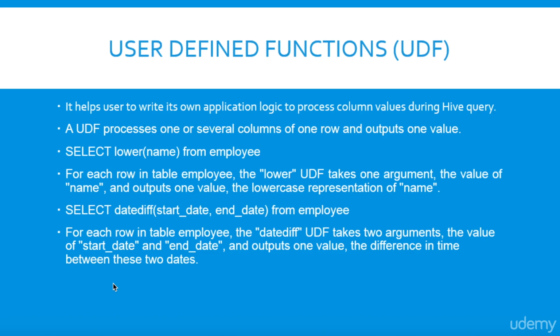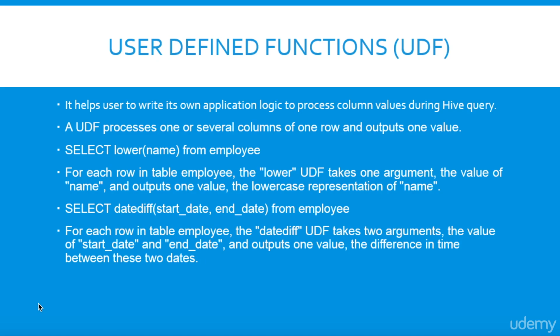For example, if you fire select lower(name) from employee table, for each row in the table employee, the lower UDF takes one argument, the value of name, and outputs one value, the lowercase representation of the name. And if you fire select datediff(start_date, end_date) from employee, for each row in table employee, the datediff UDF takes two arguments, the value of start date and end date, and outputs one value, the difference in time between these two dates.